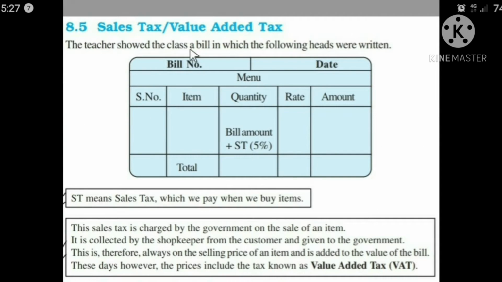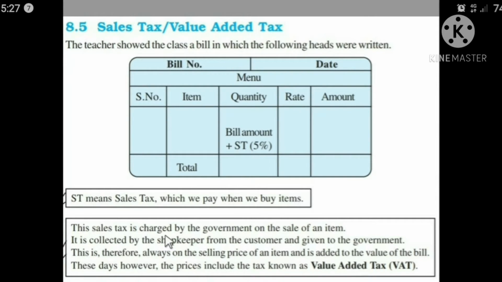Sales tax or value added tax. Now this is the bill which you get when you purchase anything. Here the bill number is written, here the date is written, here the menu, serial number, item, quantity, rate, amount, and here the bill amount is written along with ST. ST means sales tax, which we pay when we buy the items.